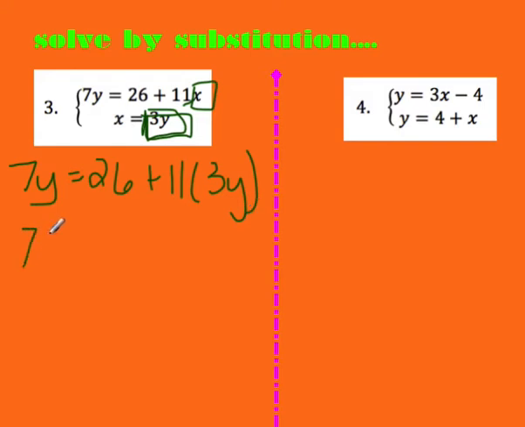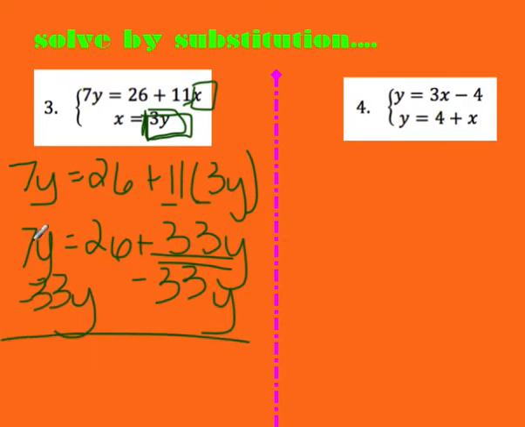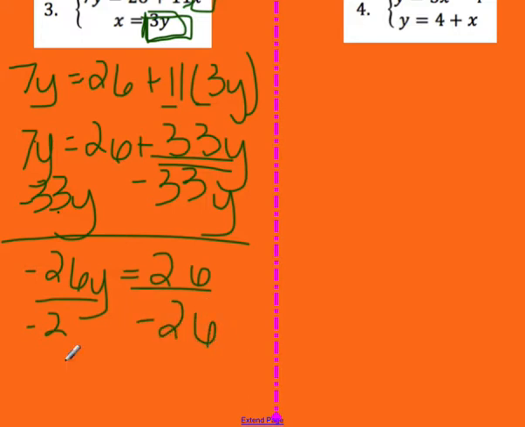So then I have 7y is equal to 26. 11 times 3 gives me 33y. So now I want to get my y's to one side. Well, this is a positive 33y, so I'm going to subtract 33y from both sides. Well, 7y minus 33y, that's going to give me a negative 26y, and that's going to be equal to a positive 26. So now to solve for y, I'm going to divide both sides by a negative 26, and that gives me that y is equal to a negative 1.